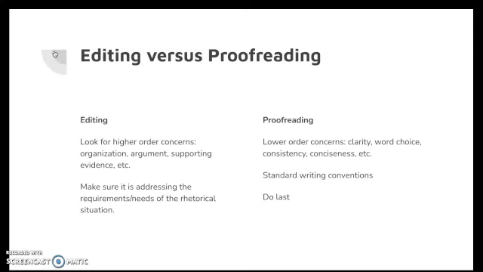I want to make sure I am addressing the correct audience and the purpose, that I'm using the right genre, and I'm looking at the requirements if it's an assignment, or the needs of it if it's something beyond just an assignment for class, and making sure I'm meeting all those requirements. Proofreading, on the other hand, is those lower order concerns. Their clarity, word choice, consistency, am I concise? Those are what we would call standard writing conventions.